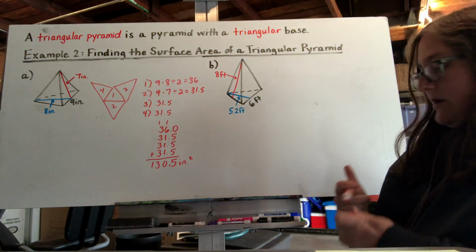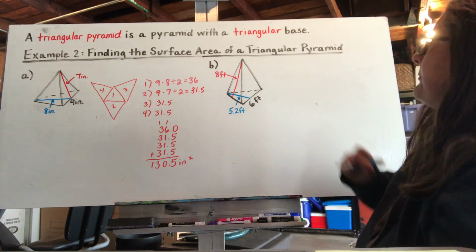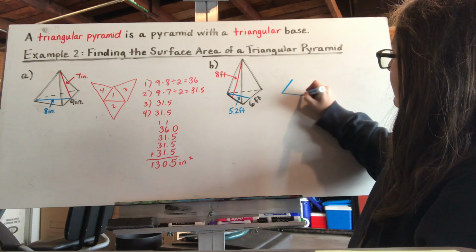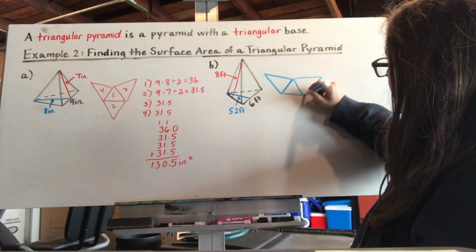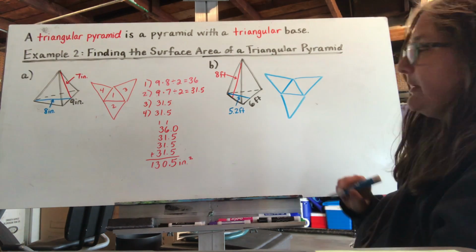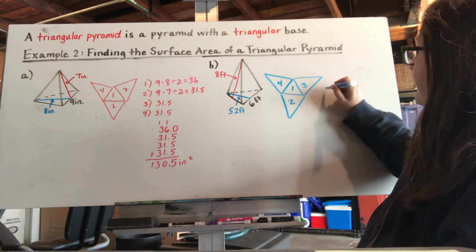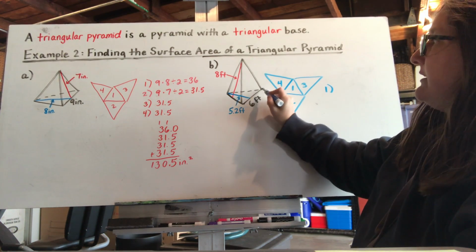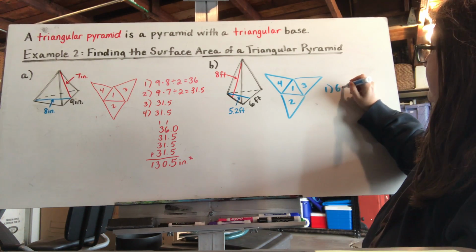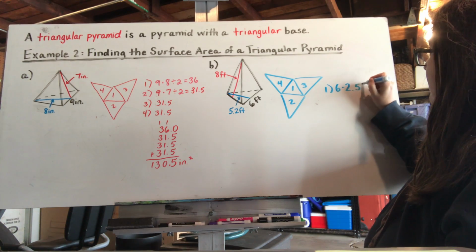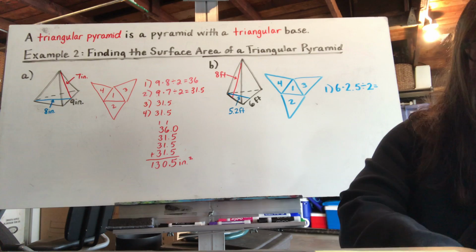Let's take a look at one more. So I'm going to draw my net. Did a better job of drawing this one. I'm going to label my sides. So I'm going to start with the base, which has a side length of 6 and a height of 5.2. So I'm doing 6 times 5.2 divided by 2. And I'm going to use my calculator for this one.